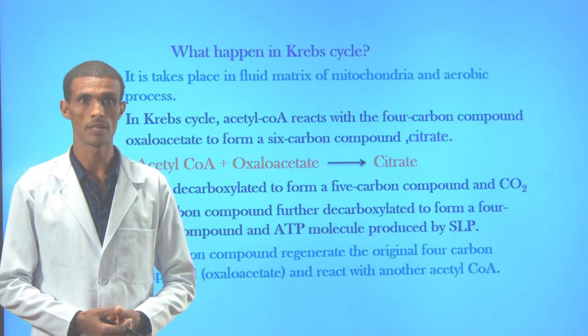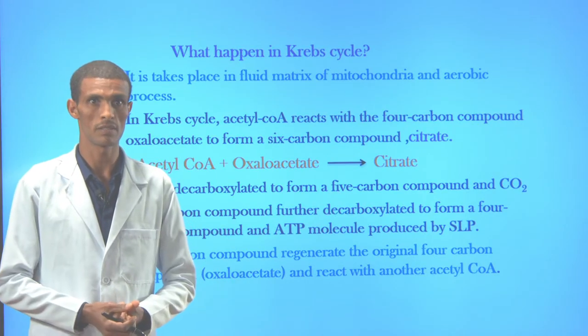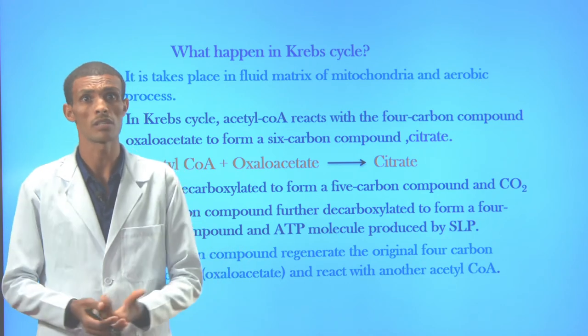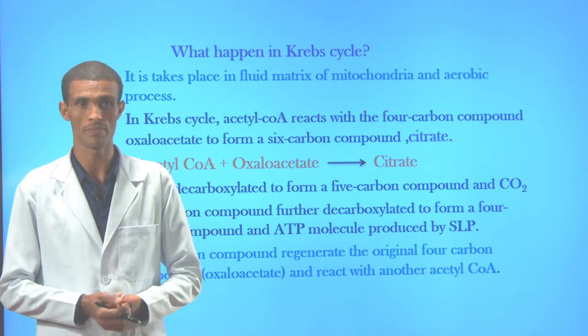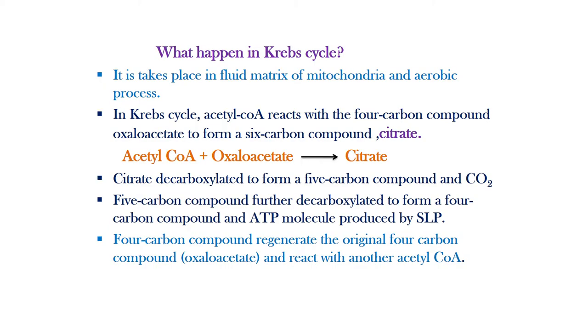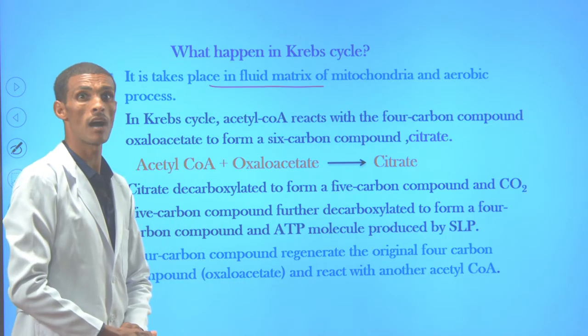Well done. In the Krebs cycle, there are so many reactions that take place. It is one type of aerobic process that takes place in the mitochondria. The reaction takes place in the mitochondrial fluid matrix. And again, it is aerobic.